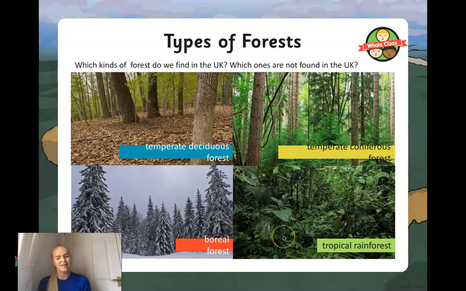Tropical rainforests, are they found in the UK? No, they're not found in the UK, are they? Because we know that they are found in 3 different continents. Can you remember the continents? South America's one, Africa's another, and Asia. Well done. What continent are we in? We're in Europe, aren't we? So they are not found in the UK. And then boreal forests, they are found in really freezing temperatures. Probably not in the UK, because we do not have a really freezing climate, do we? We have hot summers and mild summers and cold winters. We're not freezing cold though.